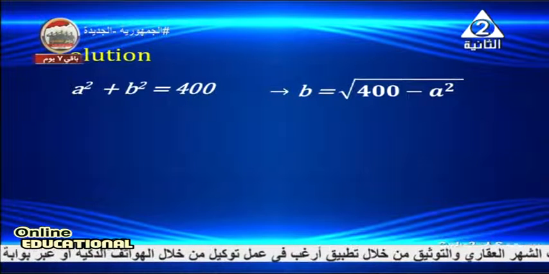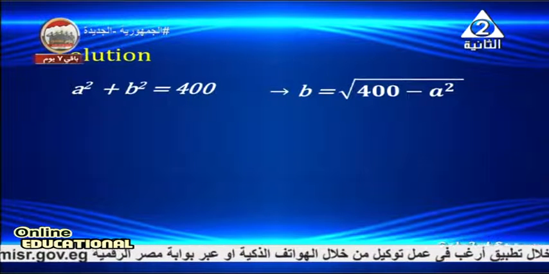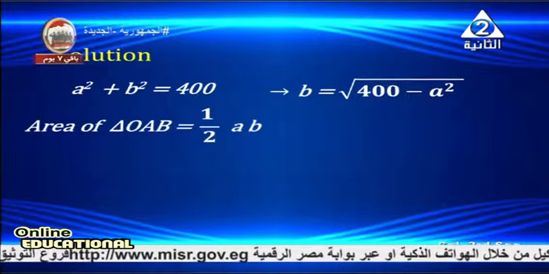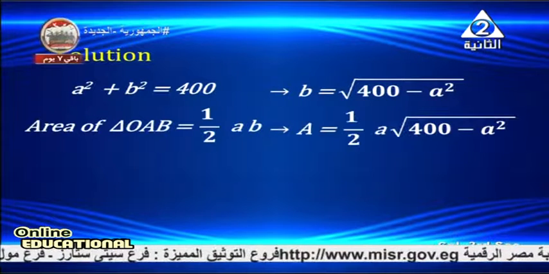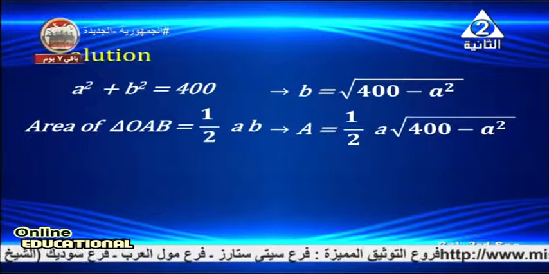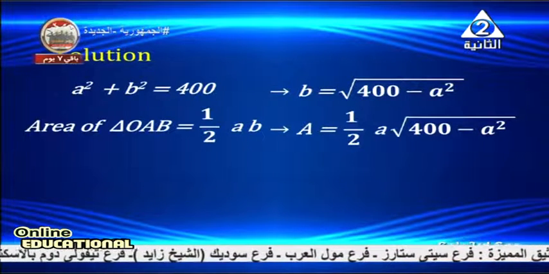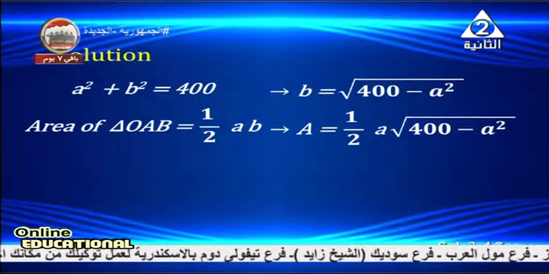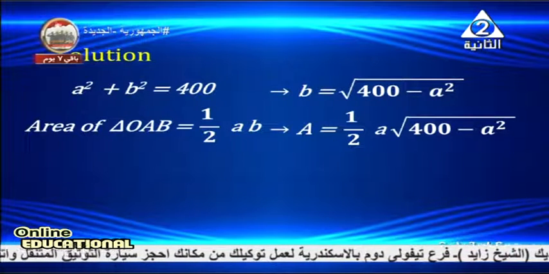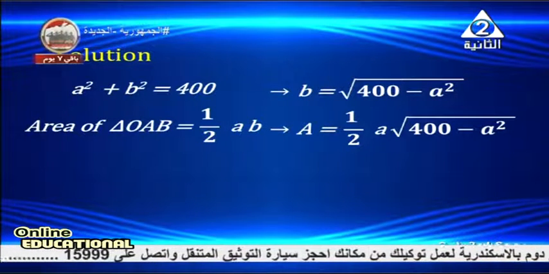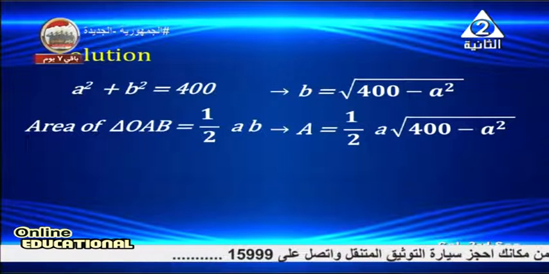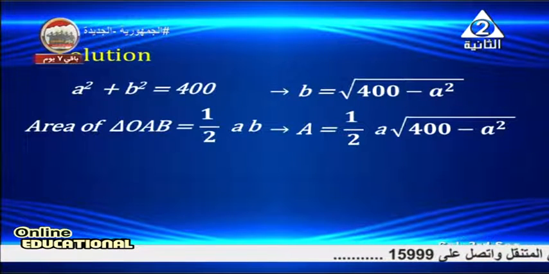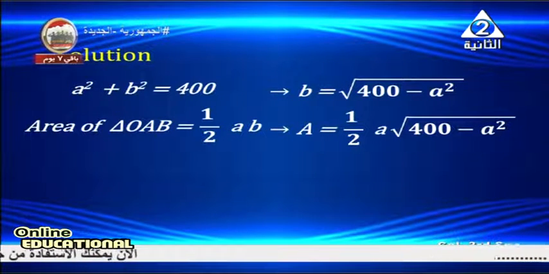Now, the area of the right angle triangle OAB. The function or the relation between the area of the triangle and one of the two sides of the right angle is A equals half a multiplied by the square root of 400 minus a to the power 2.